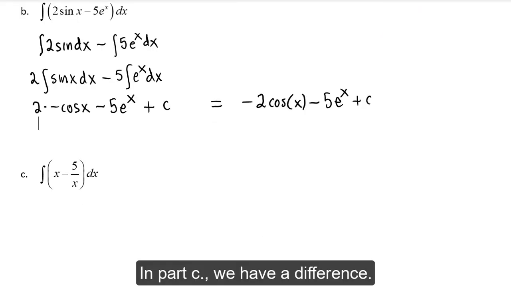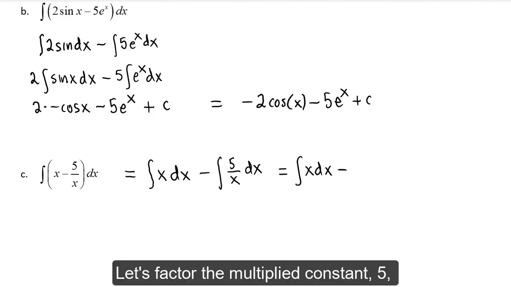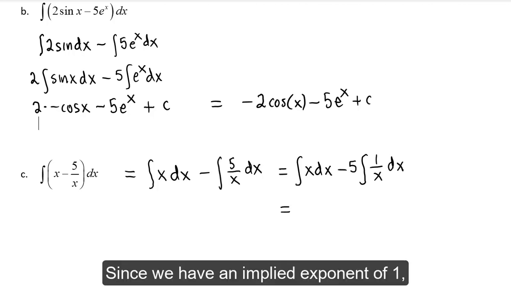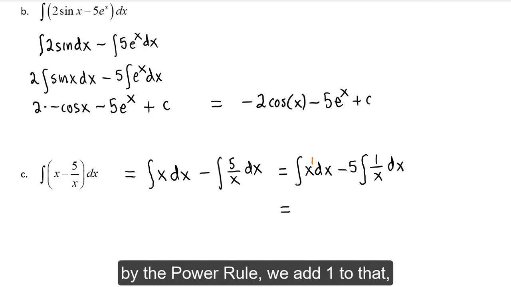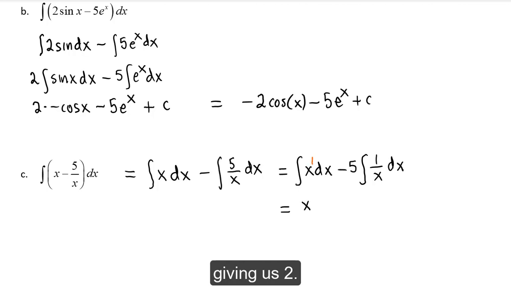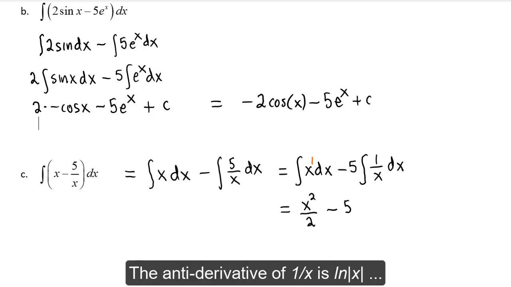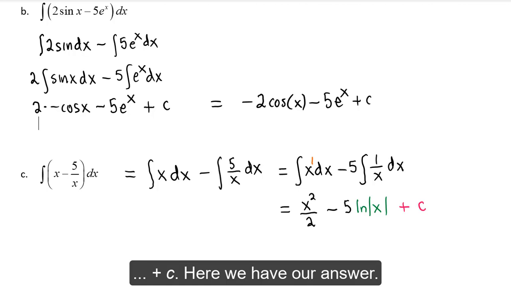In part C, we have a difference, so we can form two integrals. Let's factor the multiplied constant 5 out of the second integral. Since we have an implied exponent of 1, by the power rule we add 1 to that, giving us 2. Divide by that new exponent. The antiderivative of 1 over x is natural log of the absolute value of x plus c. Here we have our answer.